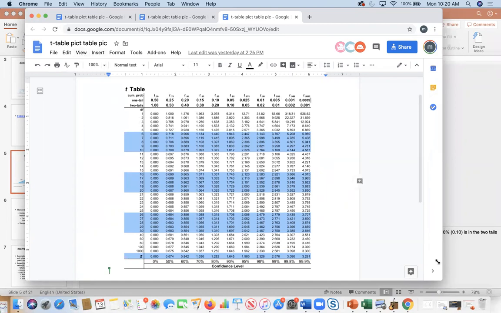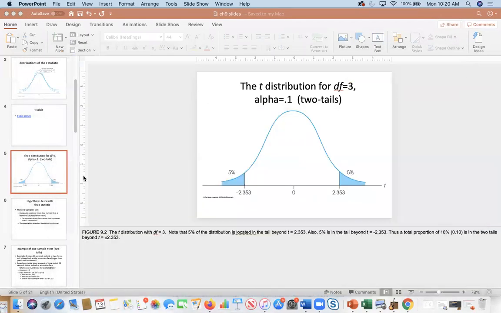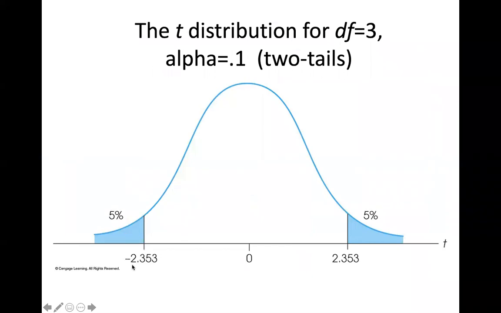So our degrees of freedom is right here. Our degrees of freedom equals 3, which is right here. And we're using two tails, so we're going to use the bottom line up here. And it said alpha equals 0.1, which is right here. So we look where those connect. Here's two tails, alpha equals 0.1. And we go to where it connects with degrees of freedom equals 3, which is right here, 2.353. And now let's go back to our slide. And you can see it says negative 2.353 and positive 2.353.